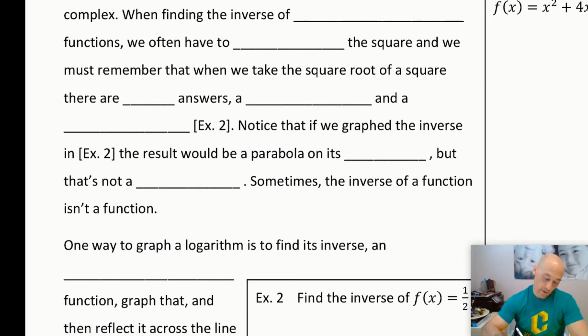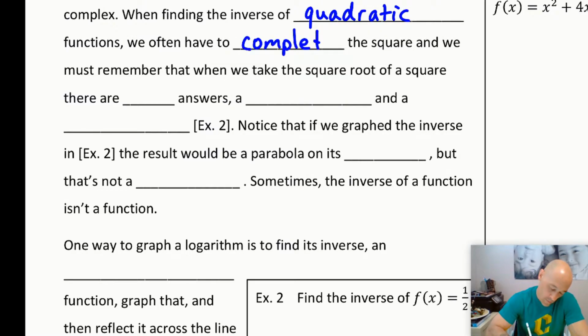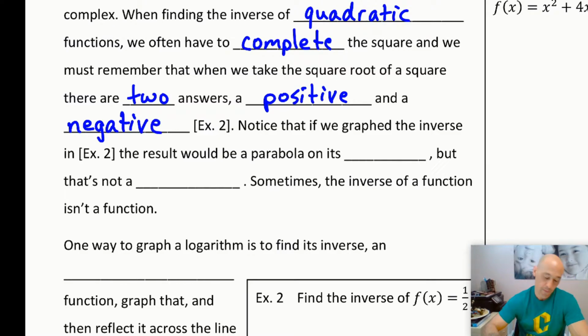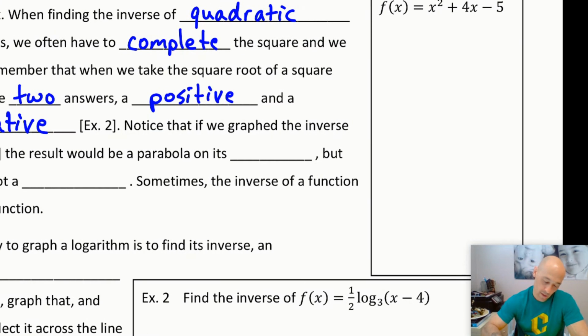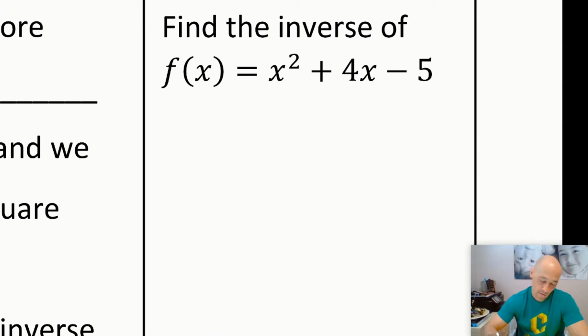When finding the inverse of quadratic functions, we often have to complete the square. And we must remember that when we take the square root of a square, there are two answers, a positive and a negative. And this is example 2. So we are going to come over here to example 2, find the inverse of that.